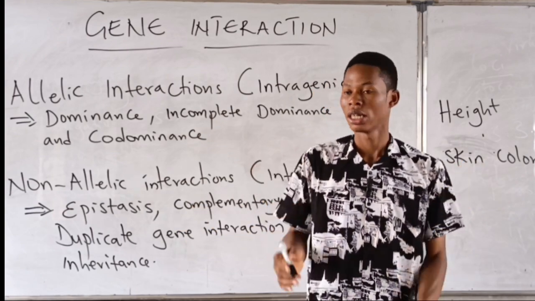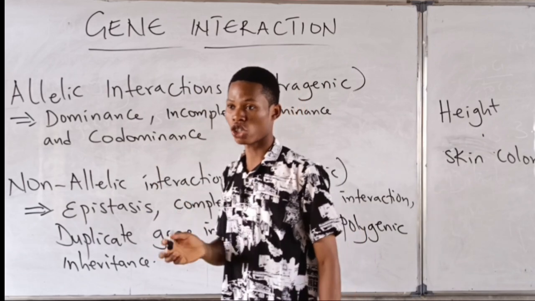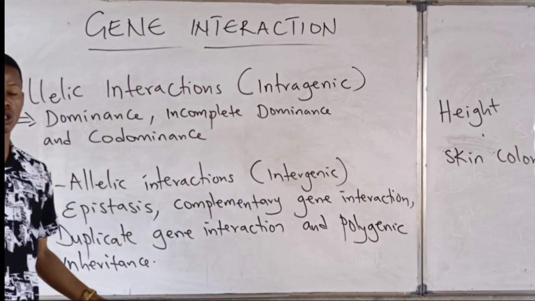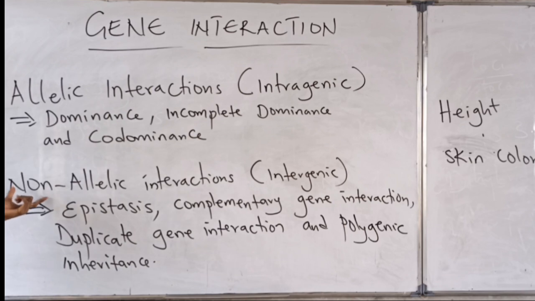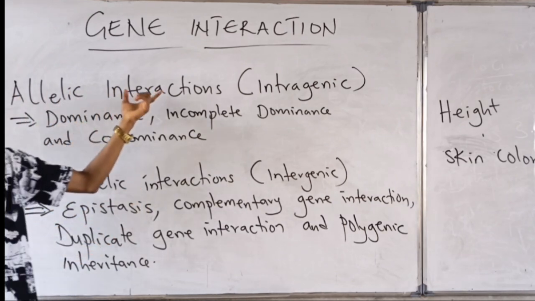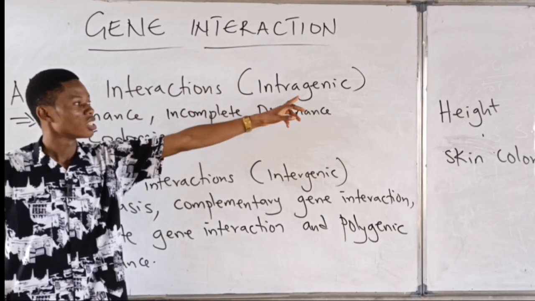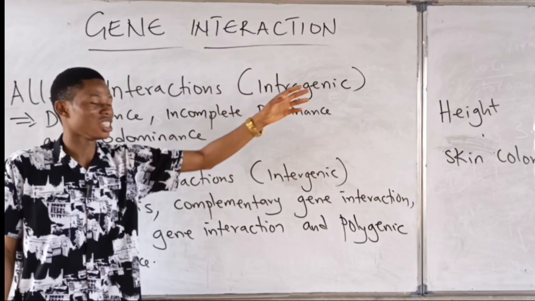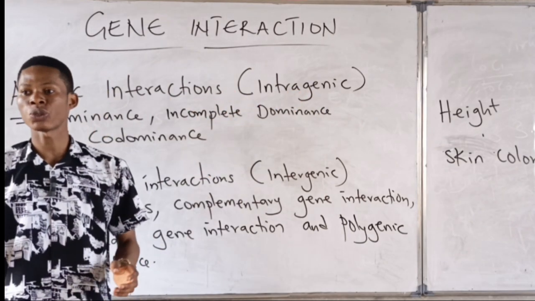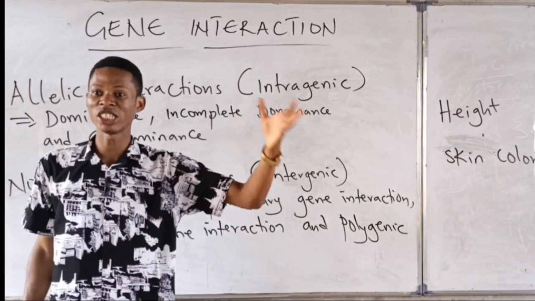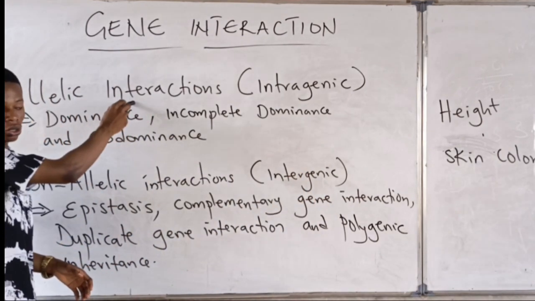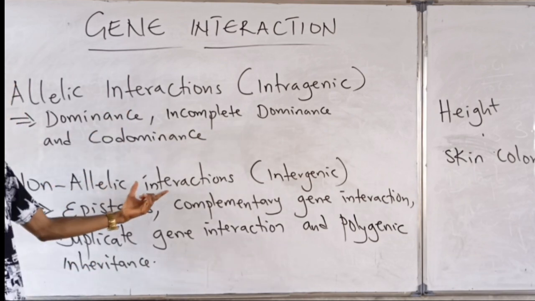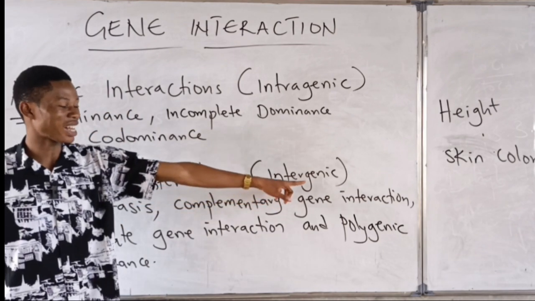Do you get that? Now, the types of gene interaction we have, the two main types of gene interaction are allelic interactions and what? Non-allelic interactions. Now, we said allelic interactions are also called what? Intragenic interactions. So in case you see it in an exam, if they say intragenic interaction, just know what they are talking about is what? Allelic interaction. And non-allelic interaction is also known as what?